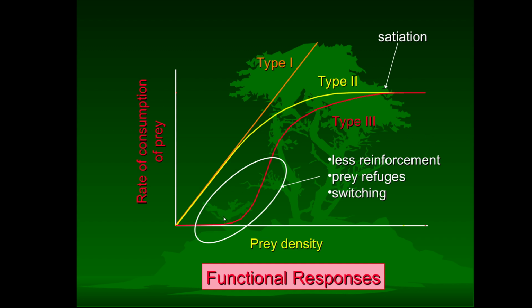Or it also could be true that at low density, prey have some kind of refuge that prevents capture, and that refuge can accommodate only a limited number of prey. So as prey increase in abundance, then they have to leave the refuge to feed and then become vulnerable to predation. So there are lots of reasons we could have this little curve down here, this sigmoid curve right here at the low abundance of prey.